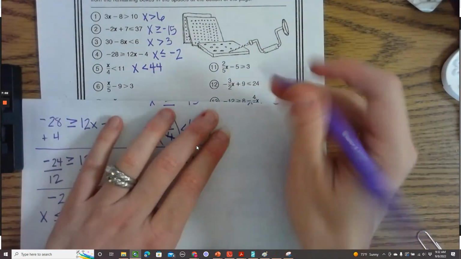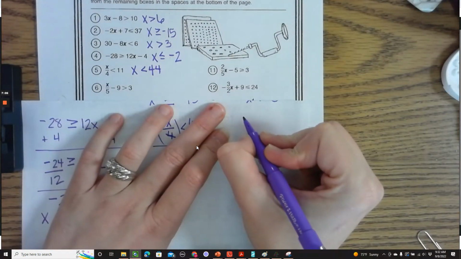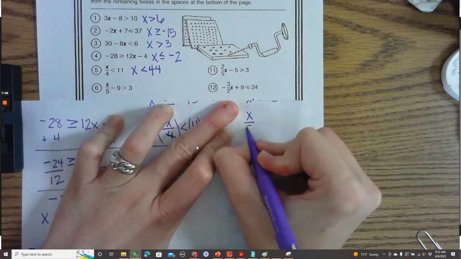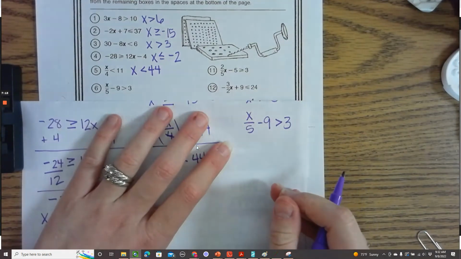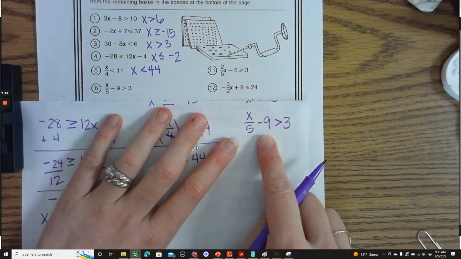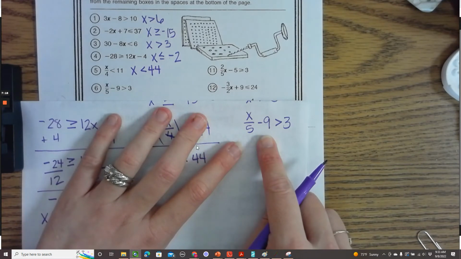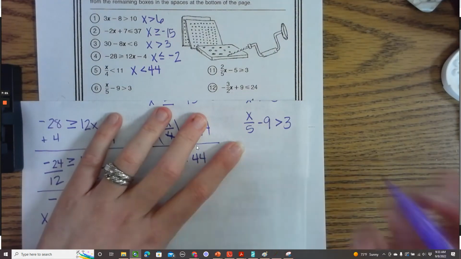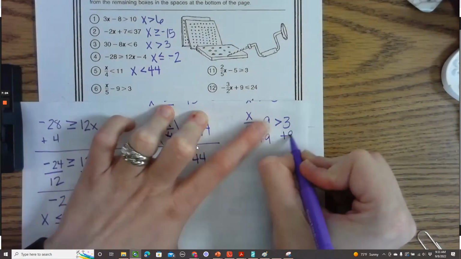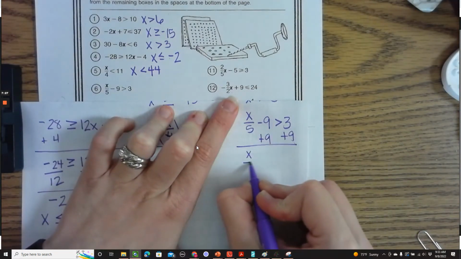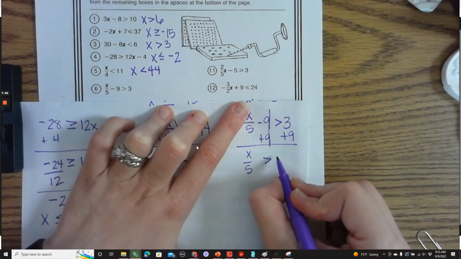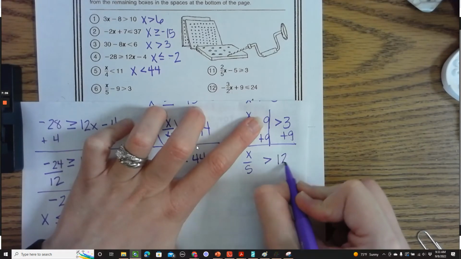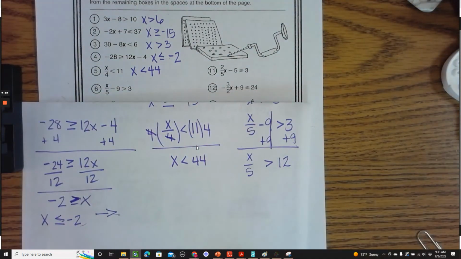All right, so on 6. The 6th one I marked? Yeah. x over 5 minus 9 is greater than 3. All right. What's my first step here? Add 9. Okay, so I didn't touch the x over 5. This cancels. 3 plus 9 is 12. Okay. Now what do I do?